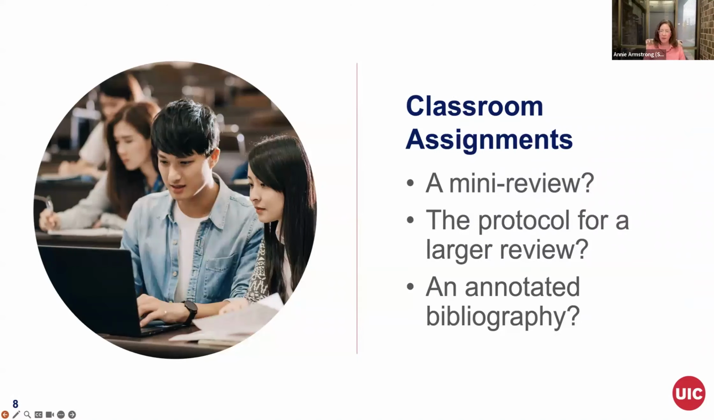Okay, so these are just some examples of classroom assignments pertaining to systematic or scoping reviews or other evidence synthesis. As I already mentioned, building a protocol, doing a mini, condensed version of a review, or potentially an annotated bibliography. That would be a much smaller scale project where students review a much more discrete number of articles than what would go into an actual full-scale systematic review, where they're screening hundreds or potentially thousands of articles.